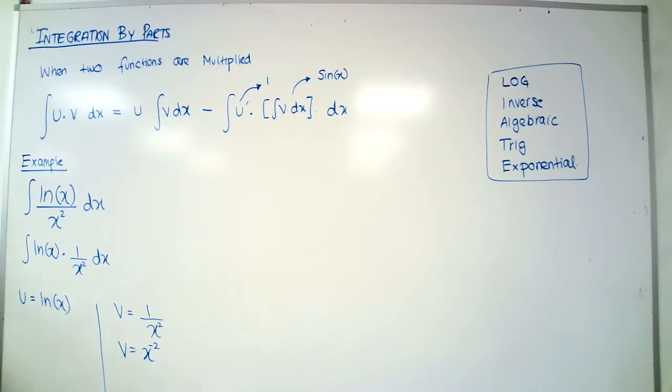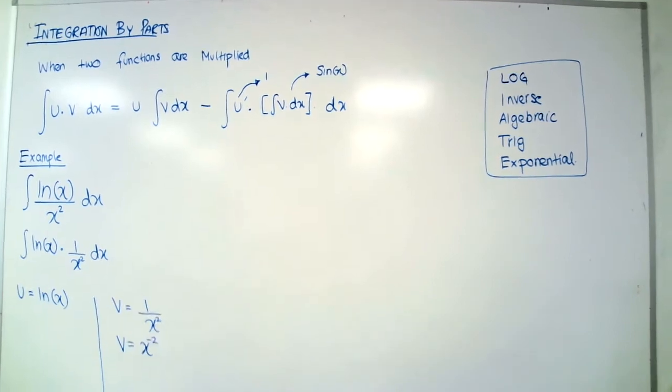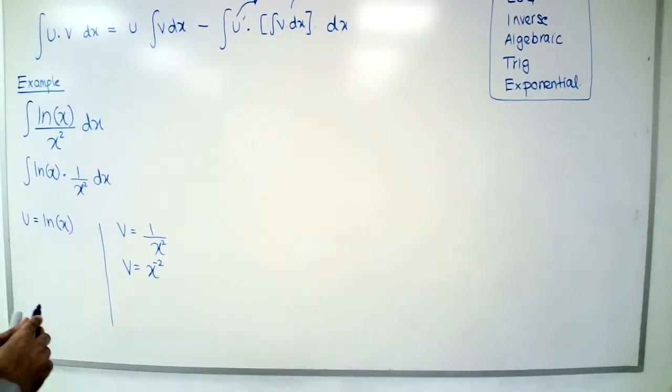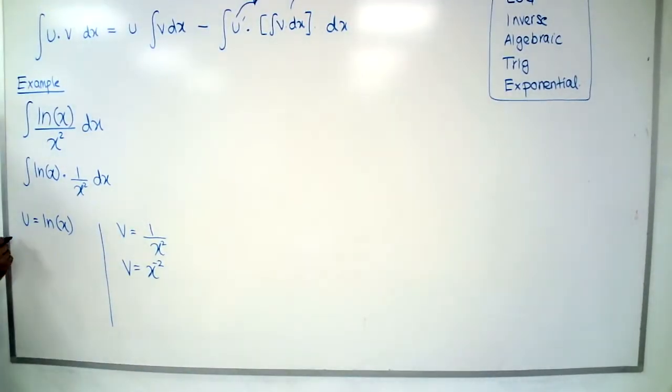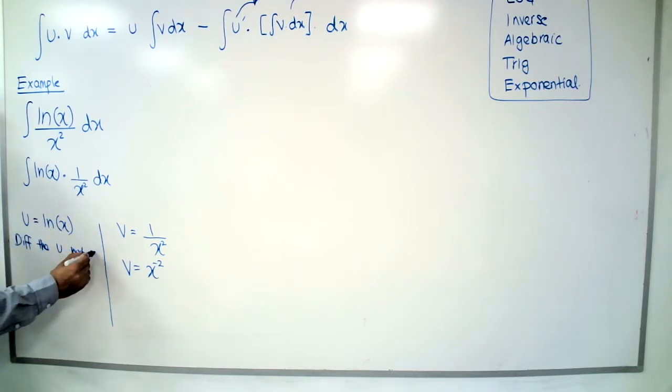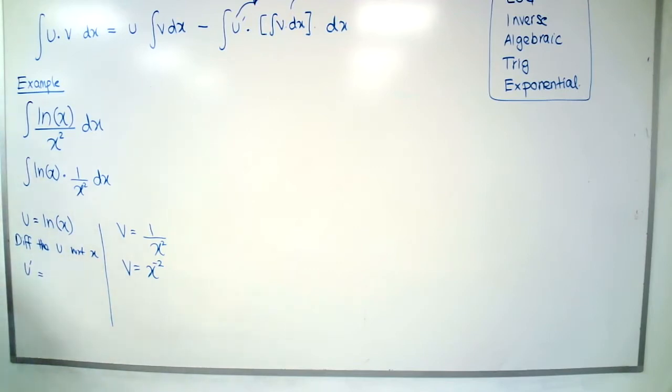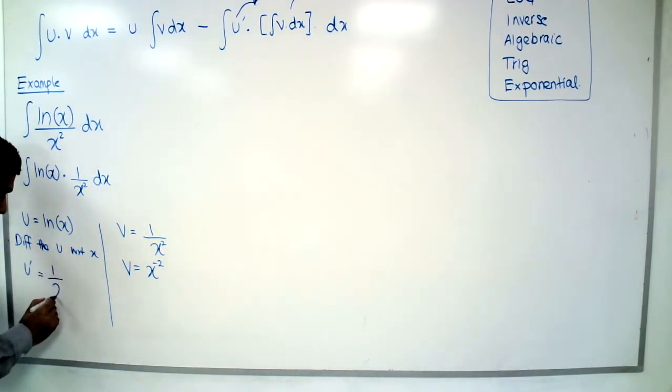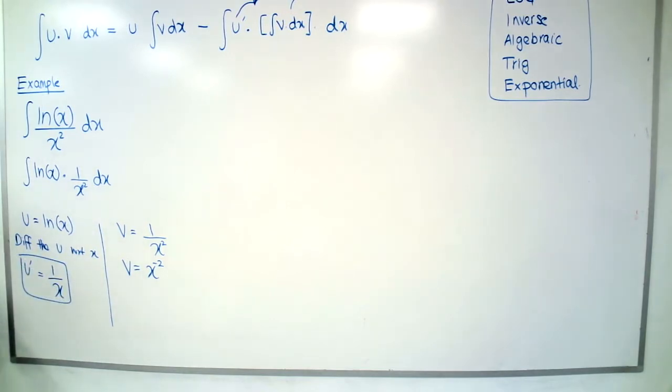Now, I got the u. Differentiate the u with respect to x. So that becomes u dash, the differential. Now, the differential of ln x is 1 over x. It's a special case, if you remember. That's a special case. So I got this bit done.